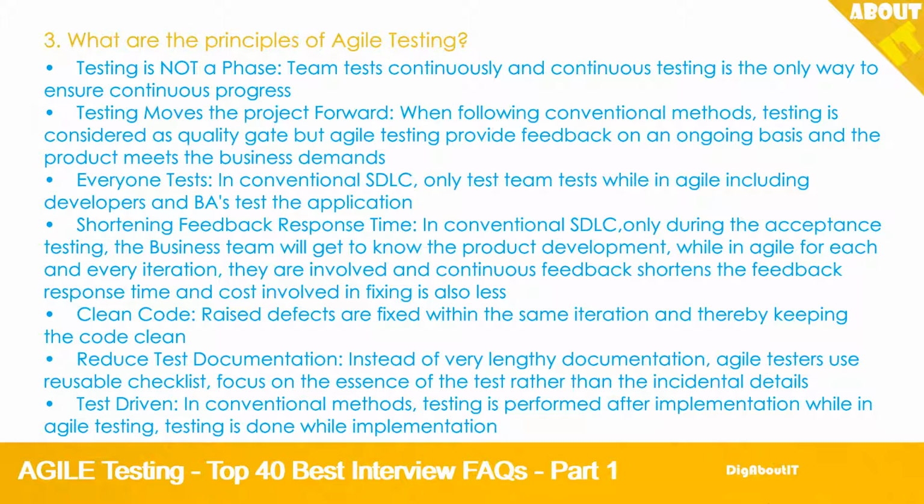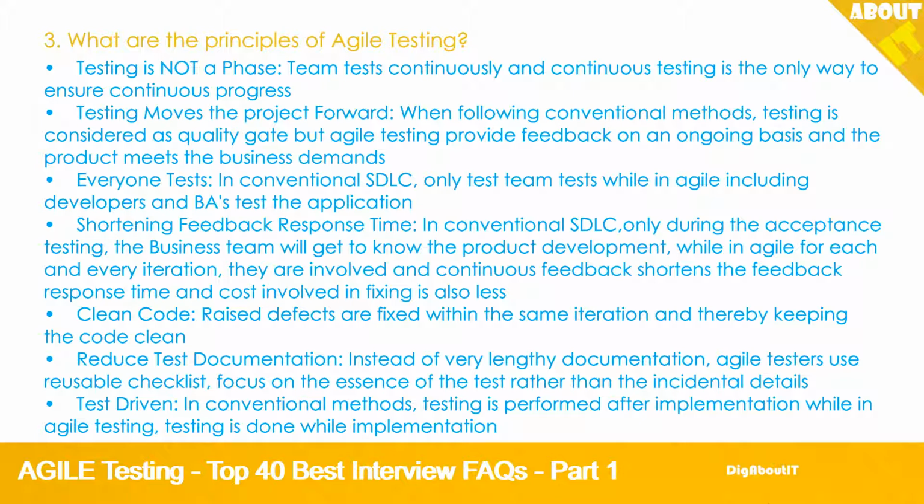Everyone tests. In conventional SDLC, only the test team tests, while in Agile, including developers and BAs test the application. Shortening feedback response time. In conventional SDLC, only during the acceptance testing, the business team will get to know the product development, while in Agile for each and every iteration, they are involved, and continuous feedback shortens the feedback response time, and the cost involved in fixing is also less.